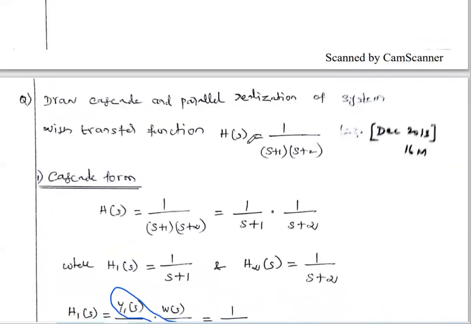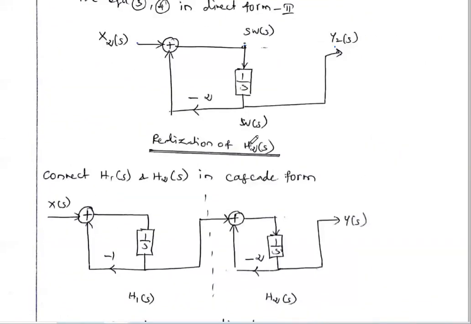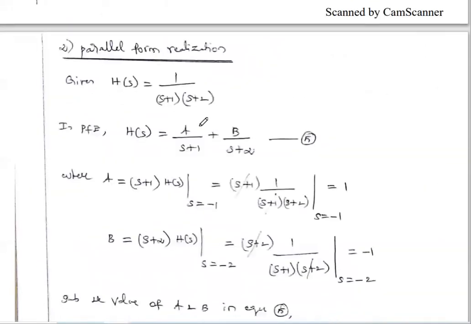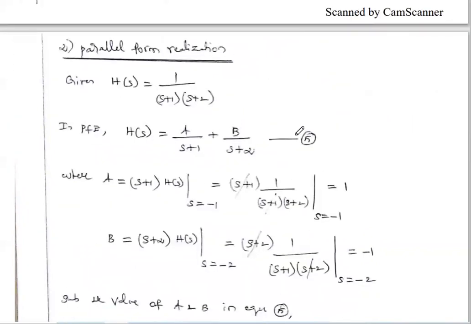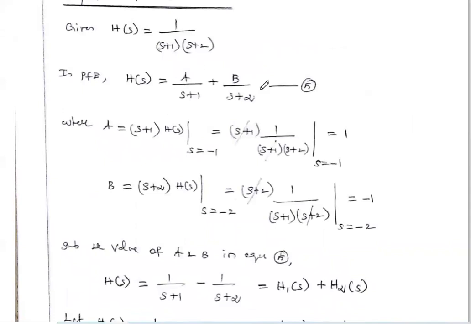So how can we split this, 1 divided by (S plus 1) into (S plus 2)? We have to write it as H1 plus H2. We have to use partial fraction expansion. In partial fraction expansion, this H of S can be written as A by S plus 1 plus B divided by S plus 2. So we have to find out the values of A and B. You know the procedure.